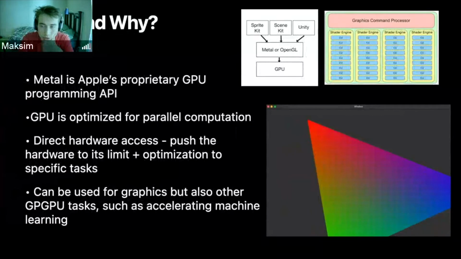Why would we ever want to use Metal? And what is it useful for? Well, Metal is first of all Apple's proprietary GPU API. It was introduced in 2014, I believe. Before that, iPhones were running OpenGL ES, which is just an OpenGL version for mobile devices, basically. But Apple decided to come up with its own API.